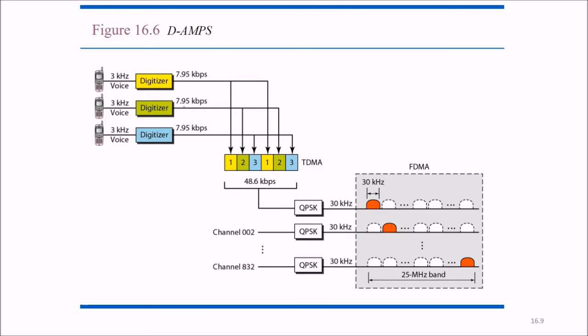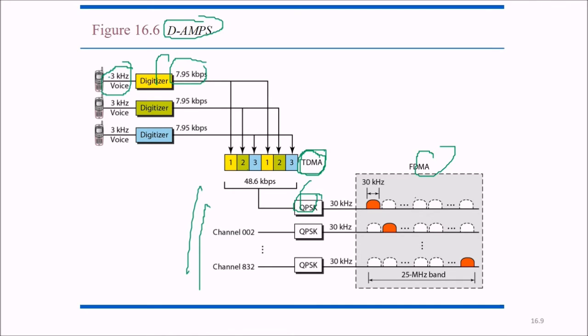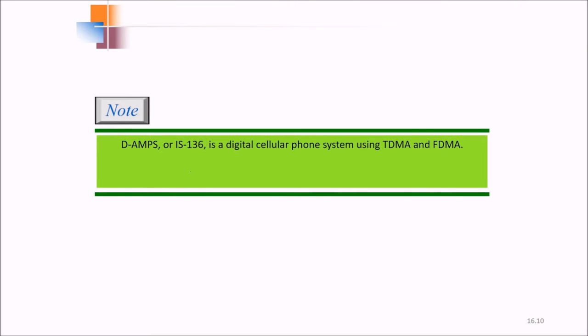This is DAMPS. What you are trying to do here is, along with FDMA, you are also doing TDMA. You have a 3 kilohertz voice which is digitized. This is the digital AMPS, with a speed of about 7.9 kbps, and through time division multiple access you can apply QPSK, that is quadrature phase shift keying, and then these channels may be used to communicate on any of the different 30-kilohertz channels. So DAMPS or IS-136 is a digital cellular phone system. It uses TDMA and FDMA, as we have seen in the figure.